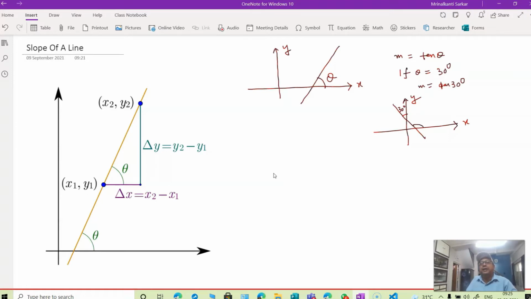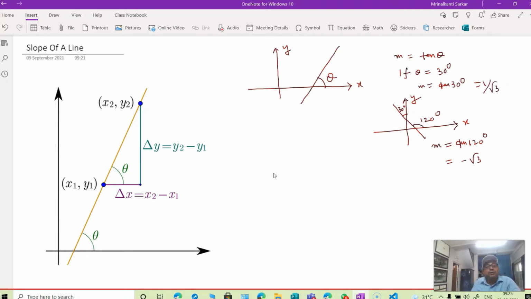If we know this angle, this is say 60, this will be 120 degree. So slope of the line is going to be tan 120 degree. This is tan 180 minus 60. Answer is minus root 3. Okay.